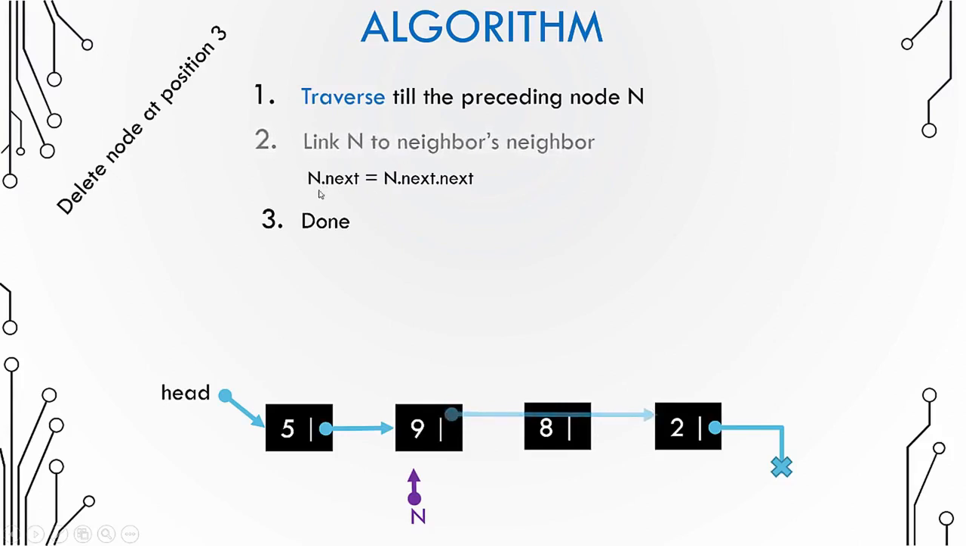This can be done with this statement. If the preceding node is n, then you can say that n.next is equal to n.next.next, which essentially means that the next pointer of the node n, in this case this node n with the value 9, is equal to the next of the next node. So next of n is 8 and next of 8 is 2. Therefore 9's next would now be 2 after this statement. So now we have deleted the node at position number 3.